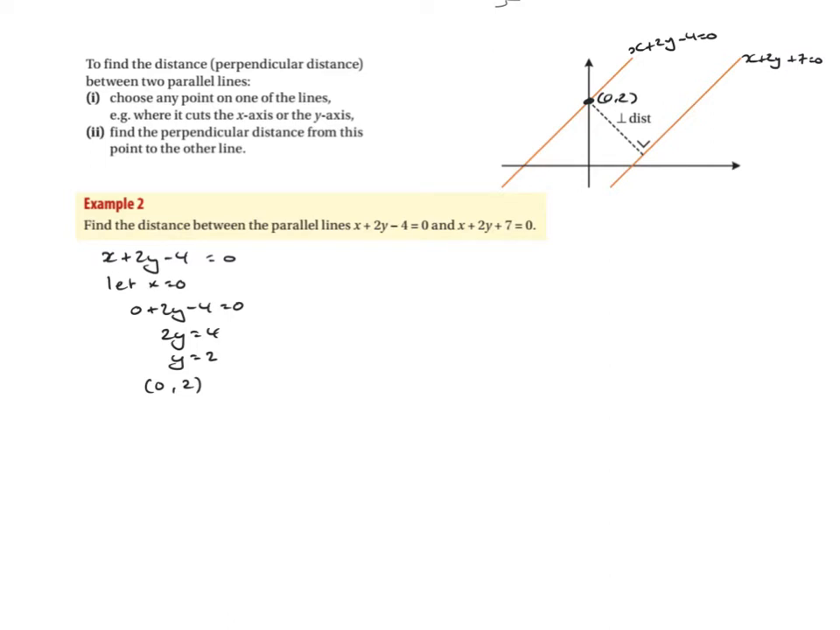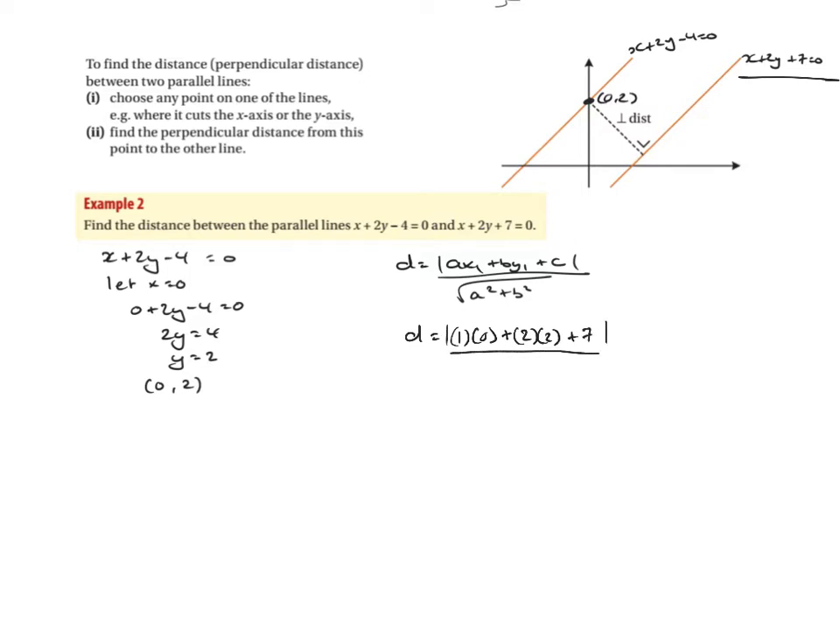Okay, so the formula we know is d is equal to |ax1 plus by1 plus c| all over the square root of a squared plus b squared, and we'll just put the numbers in. So here we go. d is equal to, a is equal to 1, okay, so using this up here, x1 is equal to 0, plus b, which is 2, by y1, which is 2, plus c, which is 7. We're going to take the modulus of that, all over a squared, well, a was equal to 1, so 1 squared plus 2 squared, square rooted.